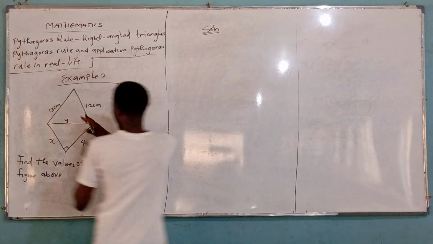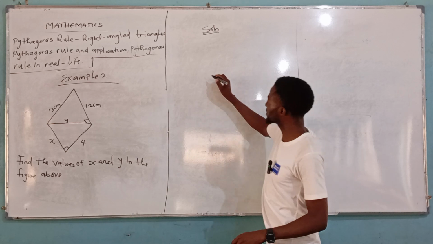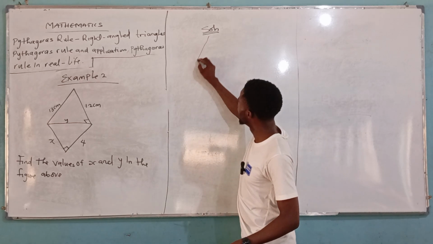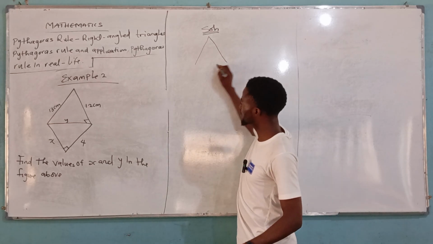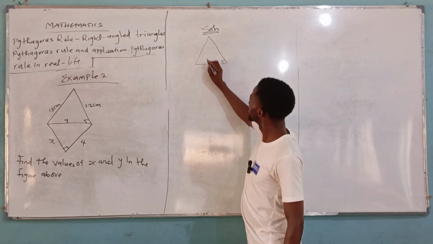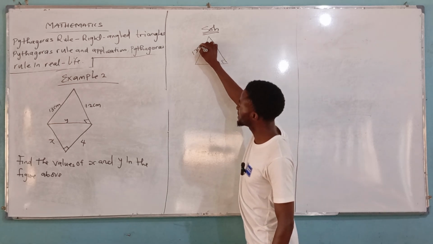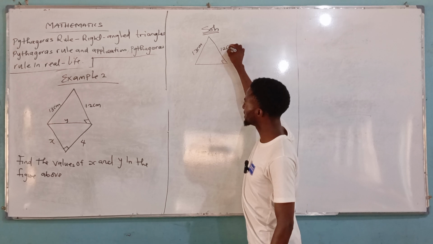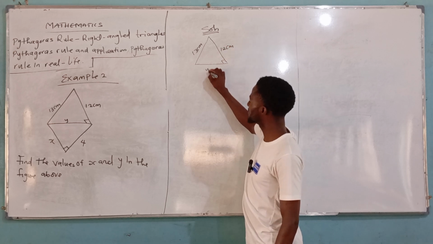Okay, now if we are solving this, first of all, let's roughly bring out this diagram. This diagram looks something like this. This is our right angle. We are having 13 centimeter here, and we are having 12 centimeter here, and then we are having y.